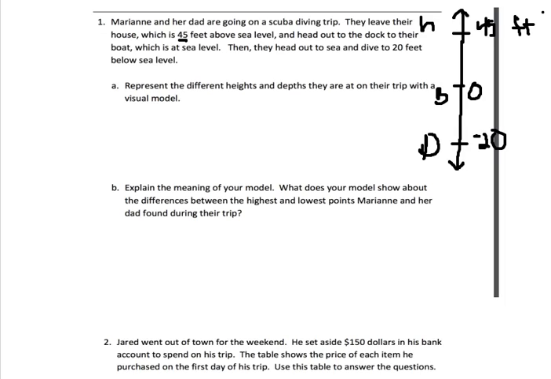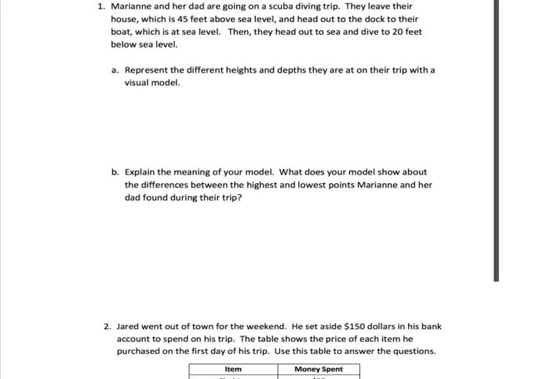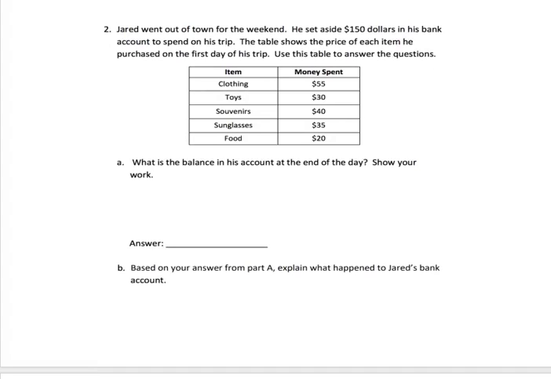Okay, so now we're going to clear this, and we're going to go down to Jared. Jared went out of town for the weekend. He set aside $150 in his bank account to spend on his trip. The table shows the prices of each item he purchased on the first day of his trip. Use this table to answer the questions.